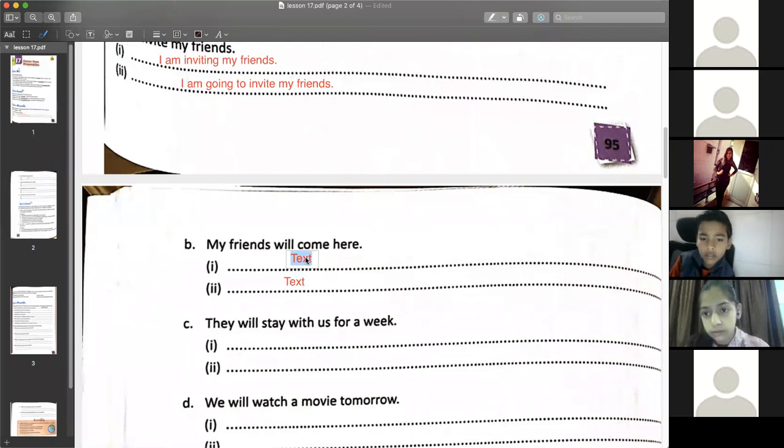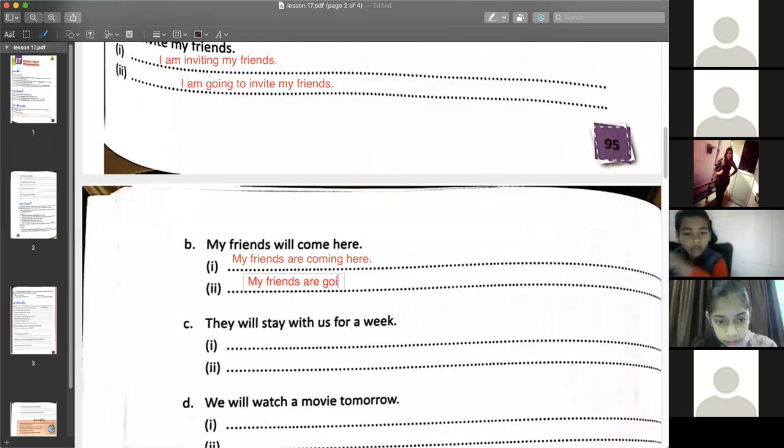That's it. Only Akshvi and Pragya have understood. My friends are coming here. That's it. Next will be my friends are going to come here. That's it. What is the issue, bache? I told you be plus ing, be plus going to plus verb.